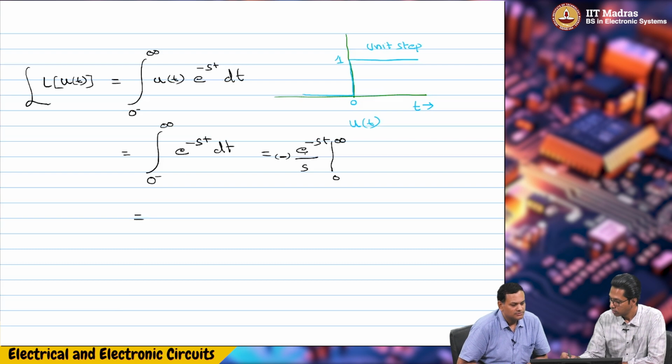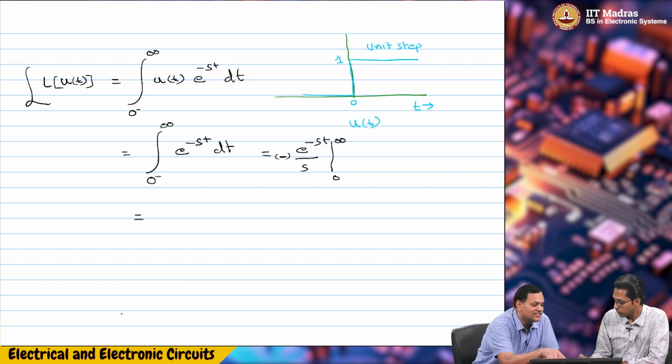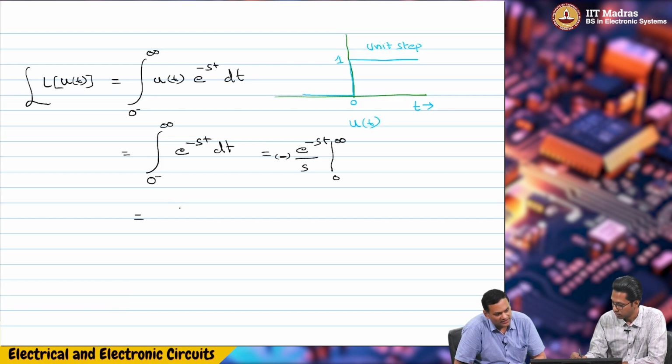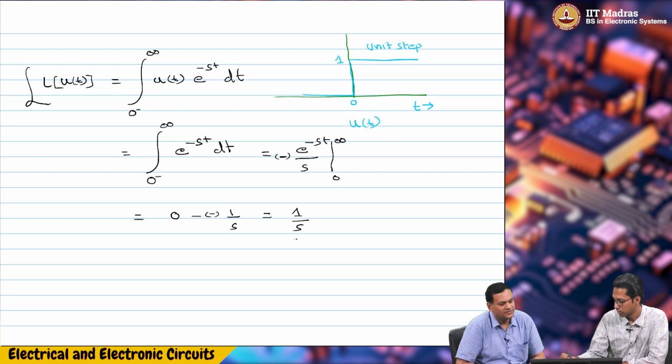What will this be? e power minus infinity is 0. Then e power 0 will be 1. So I have minus of minus 1 by s, which is 1 by s. Perfect.